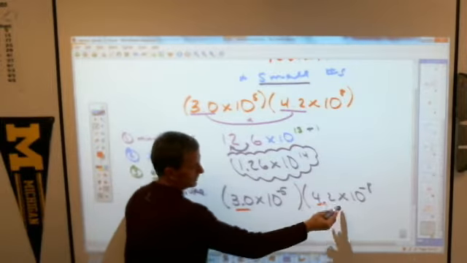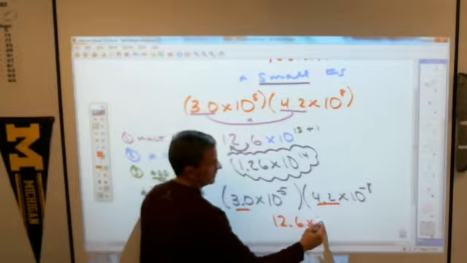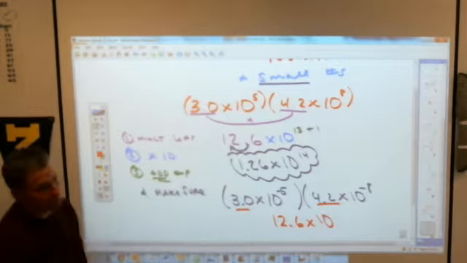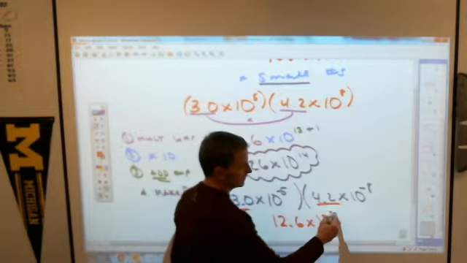All right, so I still get this, right? I still get 12.6 times 10. What is going to be my exponent now? What is negative 5 plus negative 8? Oh boy. Liv? Negative 13. Negative 13. Well done.